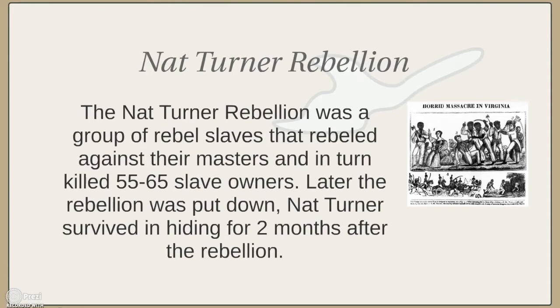What is the Nat Turner Rebellion? The Nat Turner Rebellion was a group of rebel slaves that rebelled against their masters and in turn killed 55 to 65 slave owners. Later the rebellion was put down.